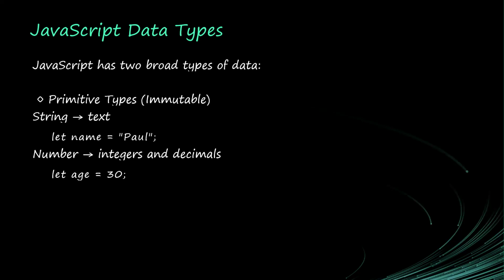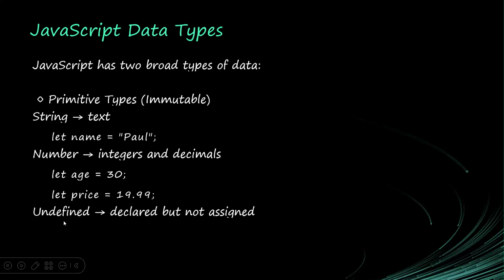When you want to talk about somebody's name, you cannot use numbers or decimal numbers or whole numbers to say their name. No. So we have different data types. All right. We also have the undefined. It is declared but not assigned. We also have, when you say let test, all right, you did not assign any value to it.